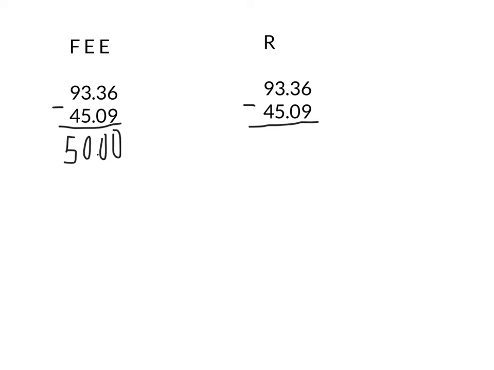When we use rounding, we're going to round to the greatest non-zero place of the lesser number. For here, our lesser number is 45.09. Our first non-zero digit is the 4. So we're going to round our tens place for both of these numbers. 93.36 would round to 90, and 45.09 would round to 50. So we have 90 minus 50, which equals 40.